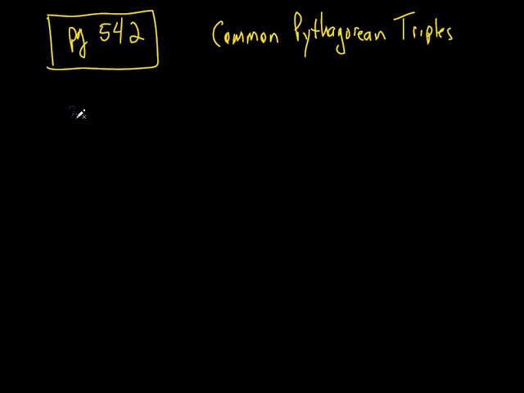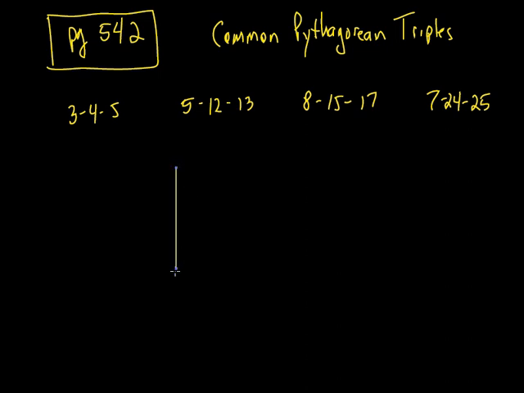Look at it. You got 3, 4, 5. The one we just finished doing, which is 5, 12, 13. There's a couple more they give you. 8, 15, 17. And they give you 7, 24, 25. So it's kind of nice to recognize these. If you can recognize them, then you don't have to really do a whole lot of math.